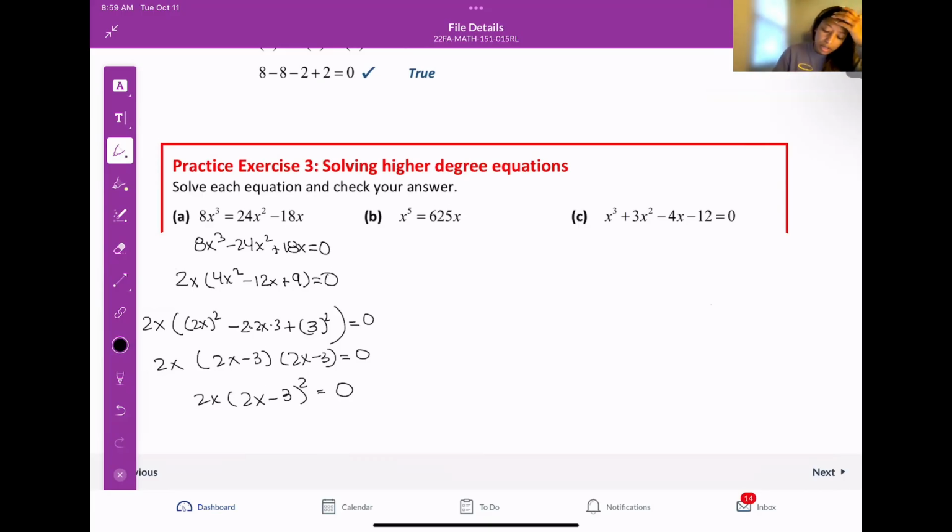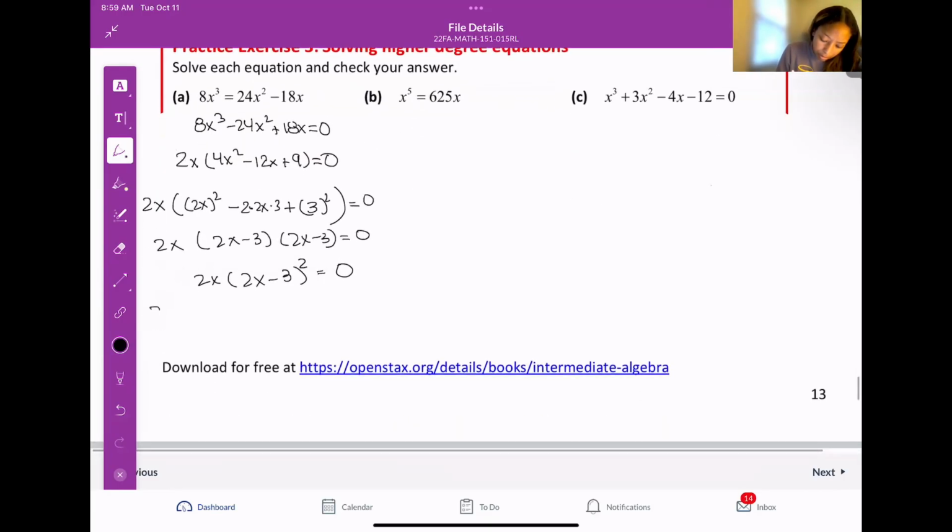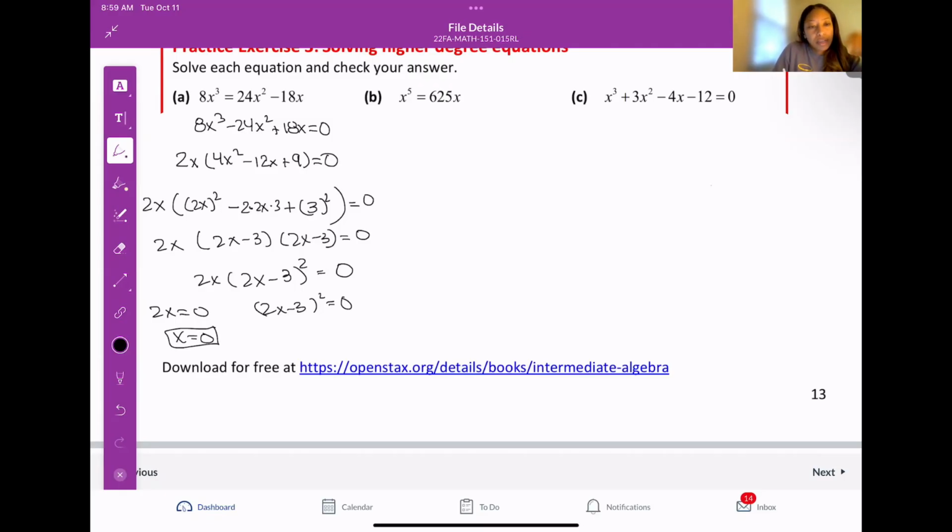You'll get the same answer twice. That's okay. But from here, if we have 2x equals 0 and 2x minus 3 squared equals 0, this gives us x equals 0 as one solution. And then for the squaring, we can just take what's in the parentheses and set that equal to 0. 2x minus 3 equals 0, 2x equals 3, and x equals 3 halves.